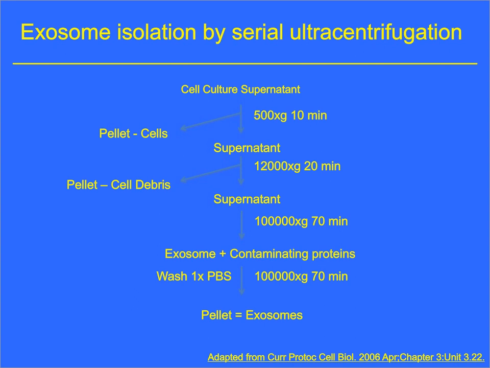These ultracentrifugation steps require high speeds. The final steps are 100,000 times gravity. There's also a purification step by sucrose cushion gradient. And then we confirm that we have exosomes by electron microscopy.